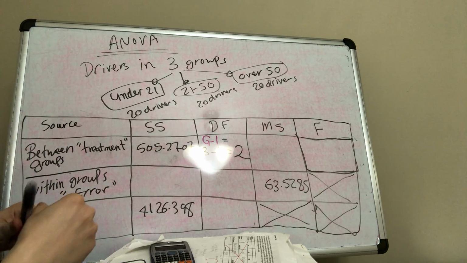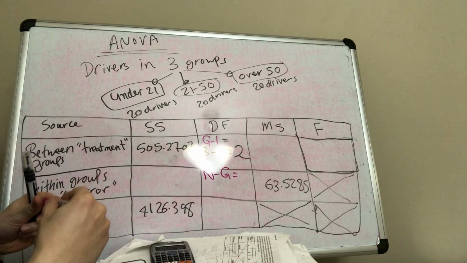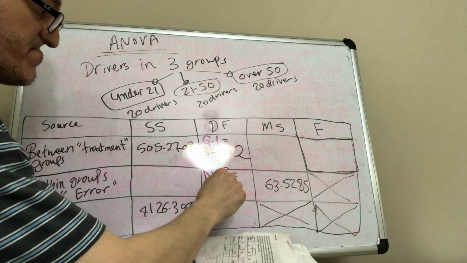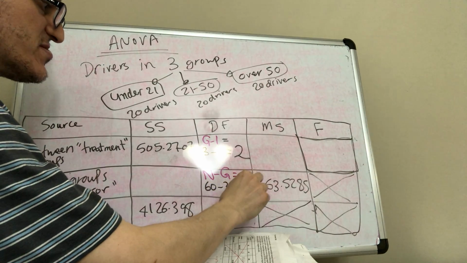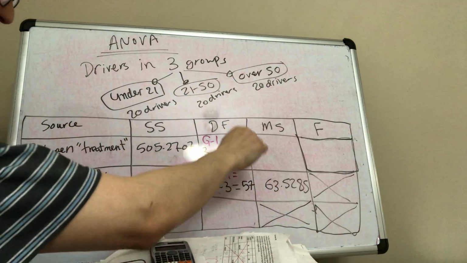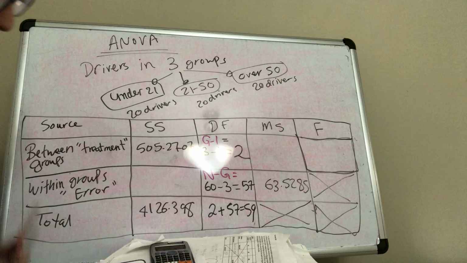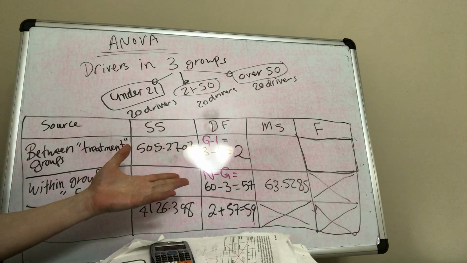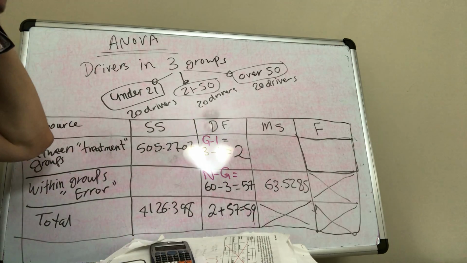For the within or the error, it's the big sample minus number of groups. When we say big sample, it's the complete sample, which is 60. The 20, the 20, the 20. Minus 3 groups, 57. And for the total, you just add them. But you don't need the total anyways, but show that you add them. So, anytime he asks this bonus question, you start with the degree of freedom, and that's how you do the degree of freedom for each.